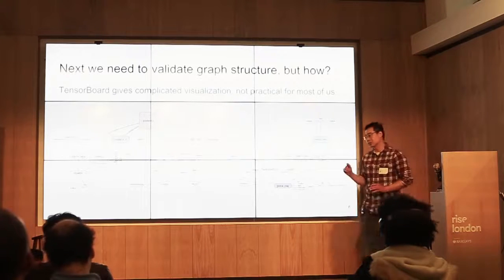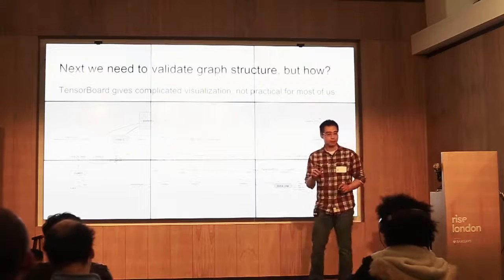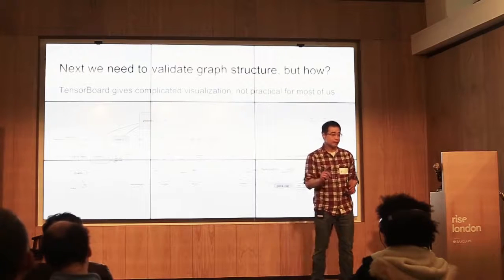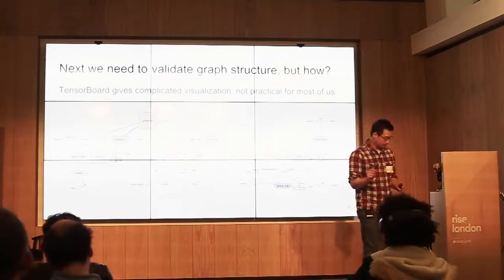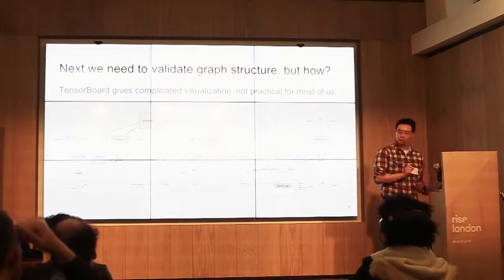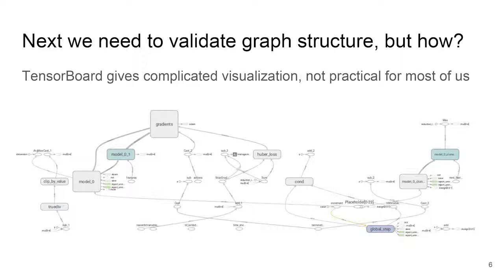Now we want to make sure your tensor graph is wired correctly. That's very crucial. And if you do a TensorBoard visualization, this is what you see. I don't even know how to start. It's too complicated.